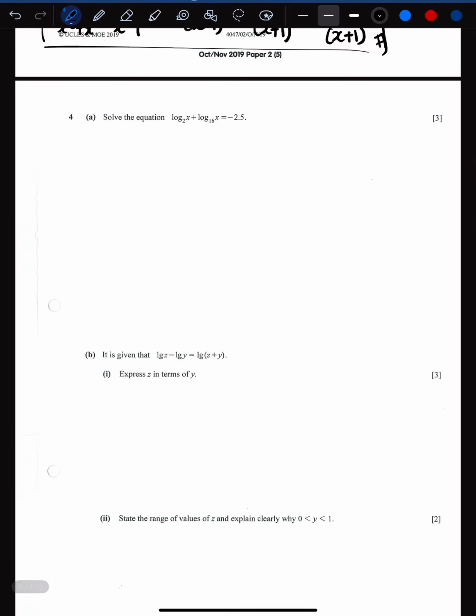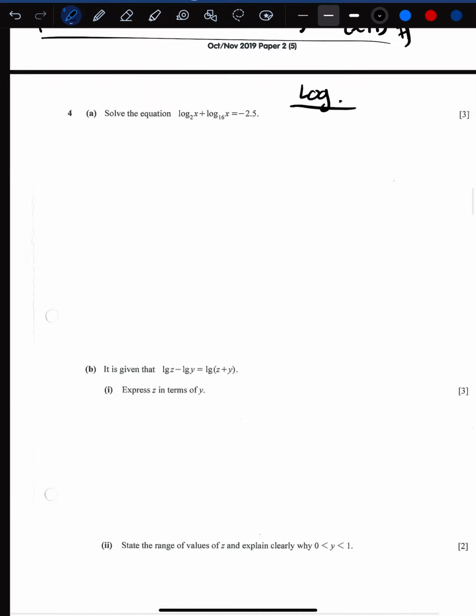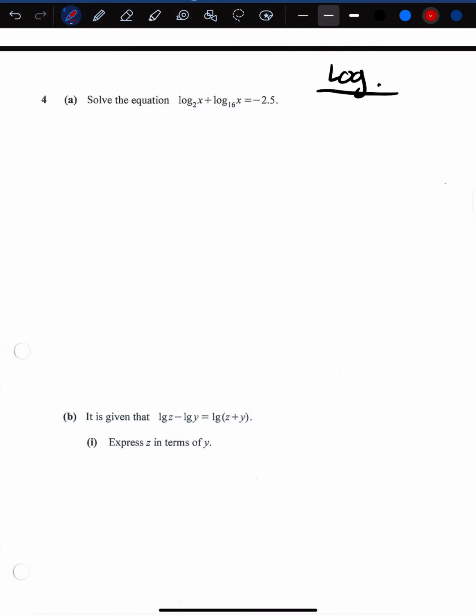Okay, so this is the 2019 paper 2 question 4 on logarithms. They tell you to solve this equation. First thing to take note is the bases are different, so we always want to change the base to be the same. Well, what base to change? We always want to make it smaller.